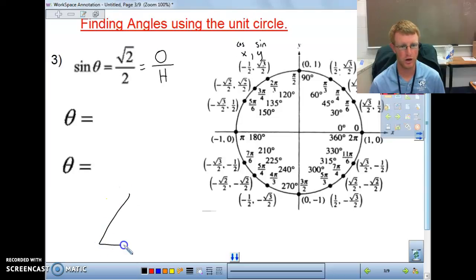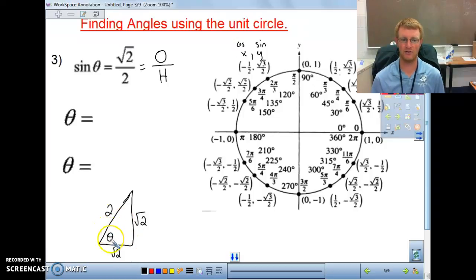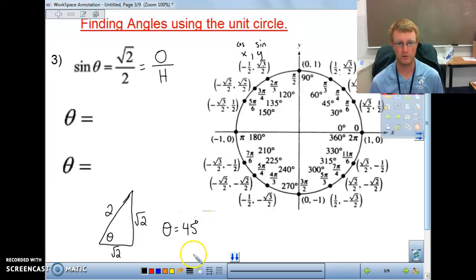So I can draw a triangle out, and I'm going to put my theta right here, and my opposite side is going to be the square root of 2, and my hypotenuse is going to be 2. Now, if you don't already recognize the triangle, then go ahead and figure out what the third side is going to be. You would realize that this side is going to be the square root of 2, which means you should be able to recognize this triangle as a special right triangle, and you should be able to recognize that your theta is 45 degrees.